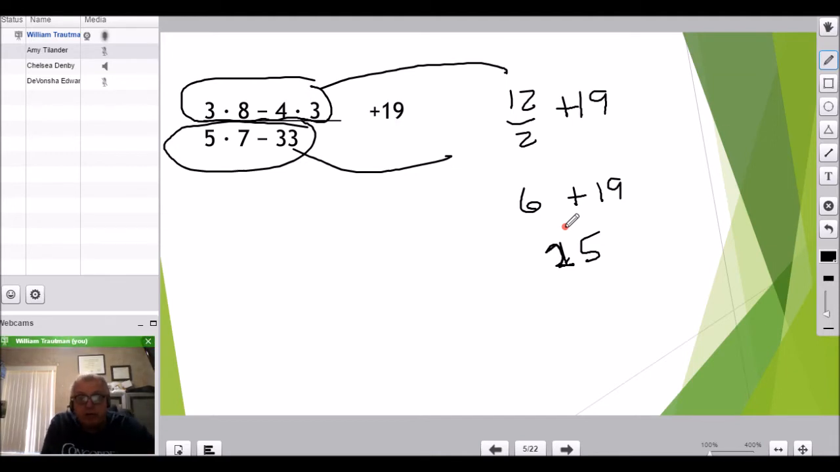Just remember the order of operations: parentheses, exponents, multiply and divide from left to right, add and subtract from left to right.